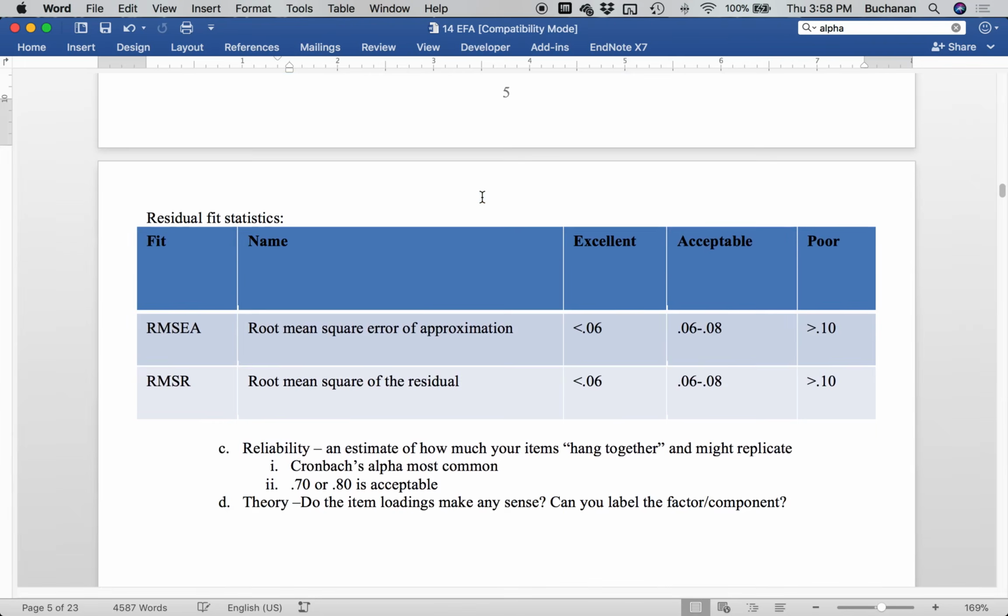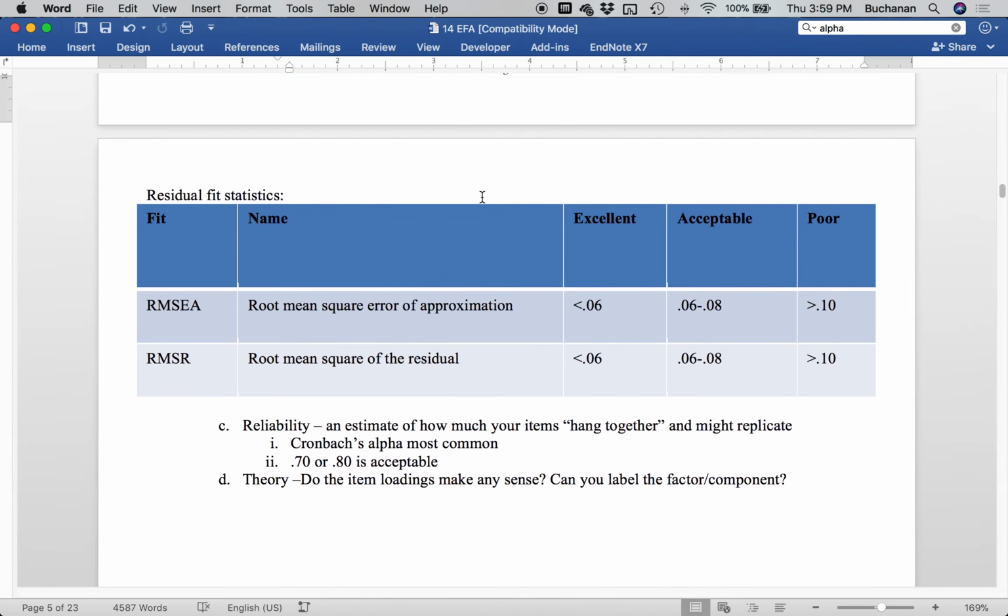Also from that article are the 2 most popular residual fit statistics, which are the RMSEA, the root mean square error of approximation, and the RMSR, the root mean square of the residual. Sometimes programs will give you the SRMR, which is the standardized root mean residual. It's a very similar statistic. They're excellent at less than 0.06, acceptable between 0.06 and 0.08, and poor at 0.10. Don't ask me what happens when you get something at 0.9. I've always wondered that myself. I always slap that into the acceptable category.